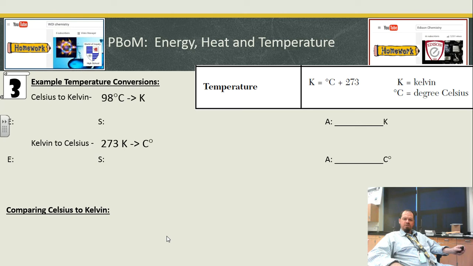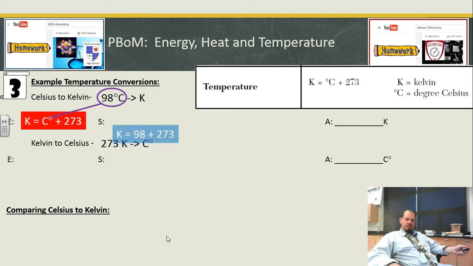Some quick conversions from Celsius to Kelvin and Kelvin to Celsius. This is the reference table, the bottom one in Table T. And so you get this equation. There's my equation. I need to substitute in now that 98 degrees, put it there and make it look like this. So Kelvin would be 98 plus 273, which equals 371 kelvins. So those are the same temperatures.